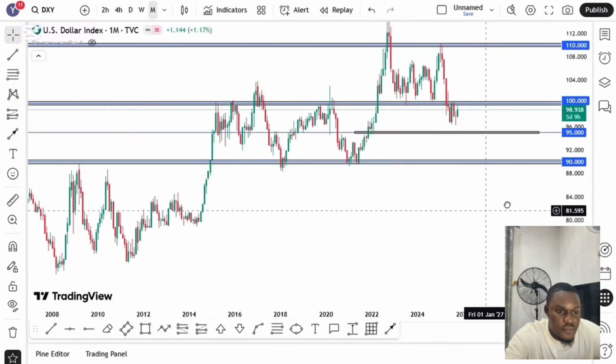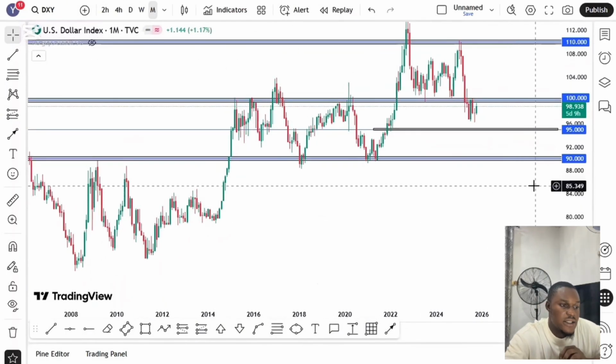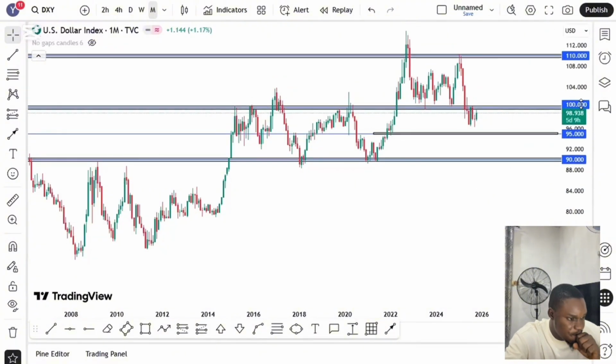So I will kick off with the dollar index. But I don't trade the dollar index. The dollar index is to know how strong the dollar will be in the coming days or weeks. So let's start with the dollar index.